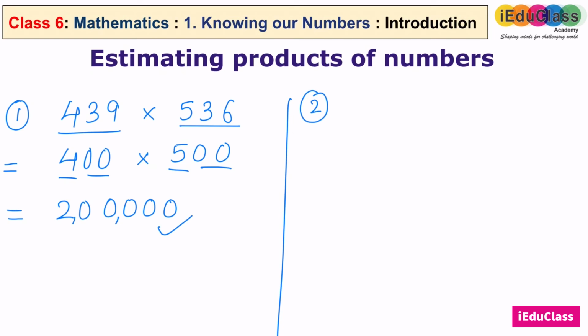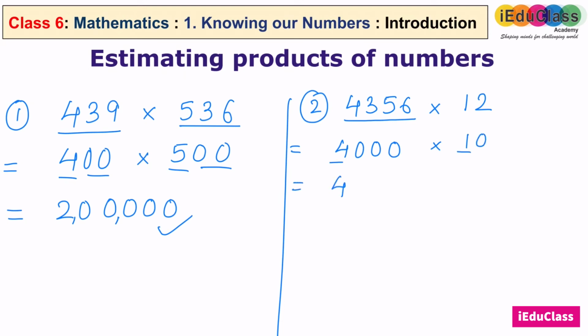let me take another number. 4356 multiply 12. 4356 is nearest to 4000 and 12 is nearest to 10. 4 ones are 4, 3 plus 1, 4 zeros, 1, 2, 3, 4. It is 40,000. This is called estimating product of numbers.